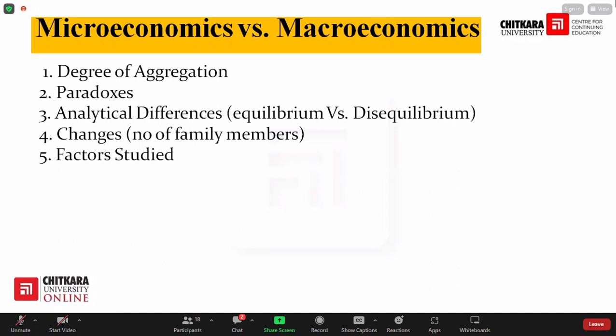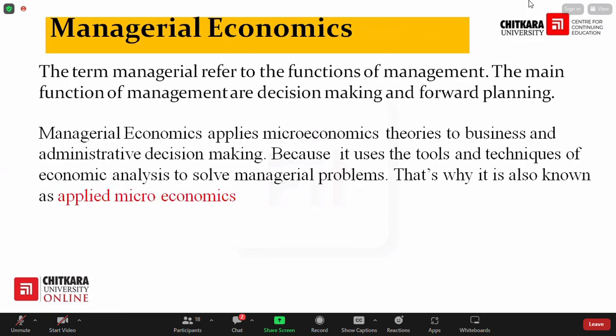Factor study. In microeconomics, we study demand, supply, market condition, cost, income, revenue. But at the macro part, we study aggregate demand. We talk about the national income. We talk about the unemployment. We talk about the poverty. There are different factors we study. So there are different factors which we study under the micro and macro parts.